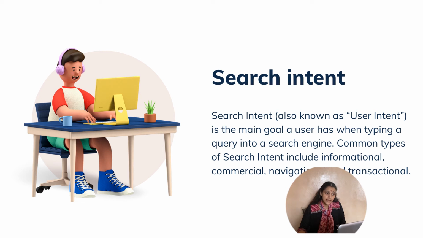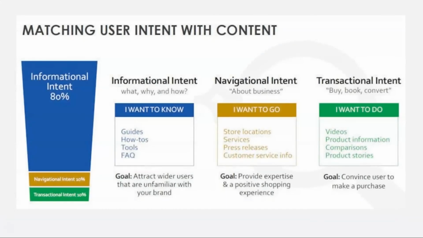Okay. The next step in this process is matching with the search intent. Search intent, also known as user intent, is the main goal a user has when typing a query into a search engine. Remember, when I typed the query into the search engine, my intent was to learn how to make a cake and not to buy a cake. So I entered a very general term like black forest cake. I didn't mention I want to buy or I want a recipe. I didn't mention that, but my inside intent was just to find it.